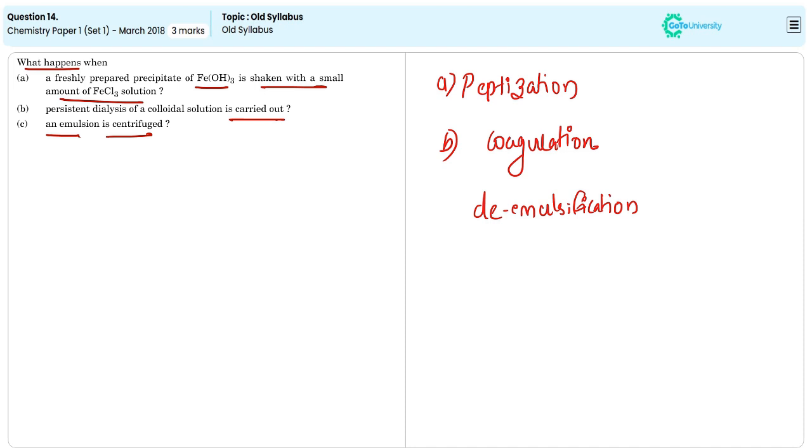De-emulsification is the process of separating an emulsion into its individual components, usually involving the breaking down of an emulsion of oil and water. It can be used to separate oil from water in oil-water emulsions.